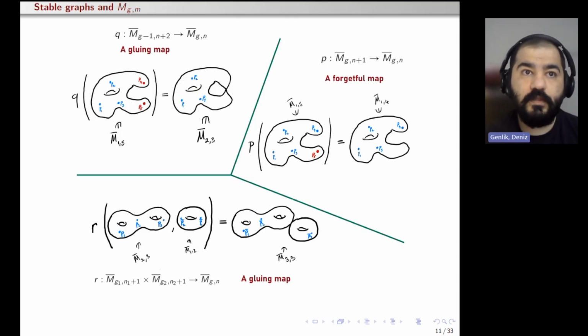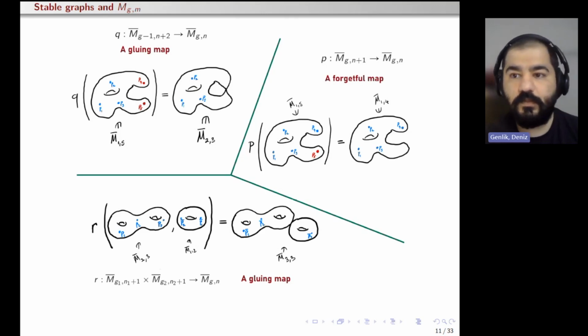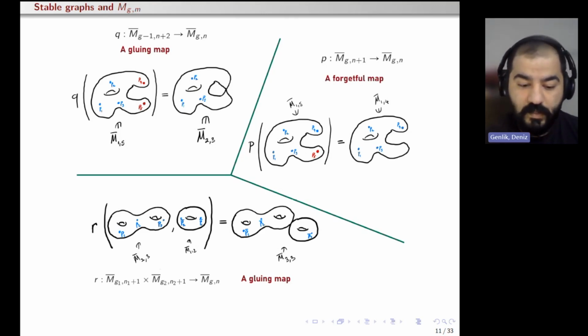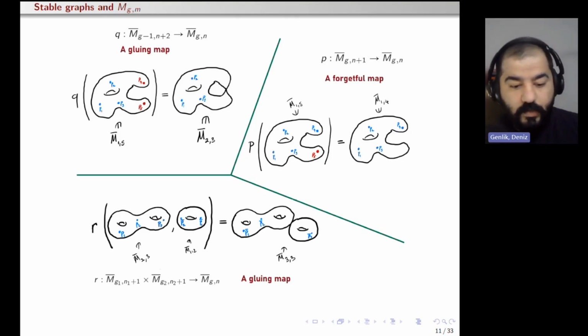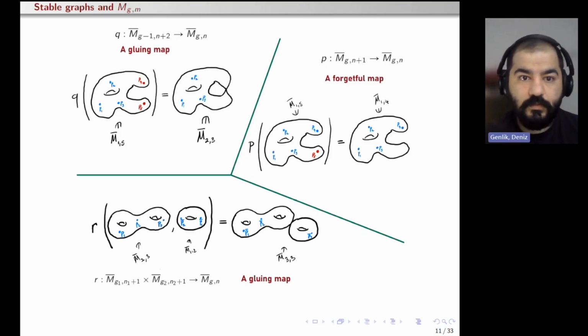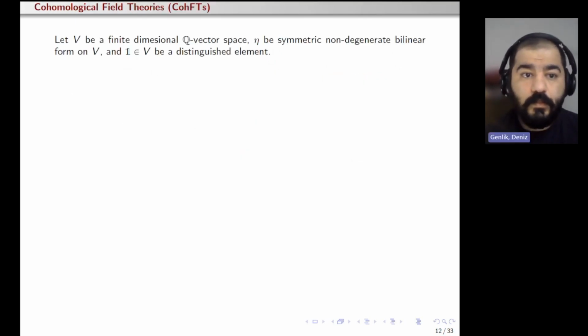If some other invariants satisfy similar properties, you can analyze them through these cohomological field theories. So basically, Gromov-Witten theory gives you a cohomological field theory, but cohomological field theory is now a much more general concept than Gromov-Witten theory. So let me introduce the basic setup of cohomological field theories.